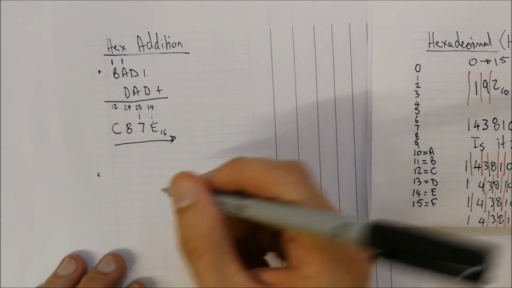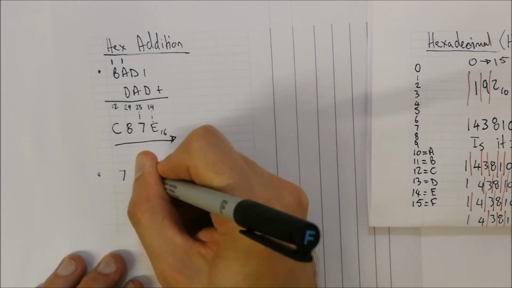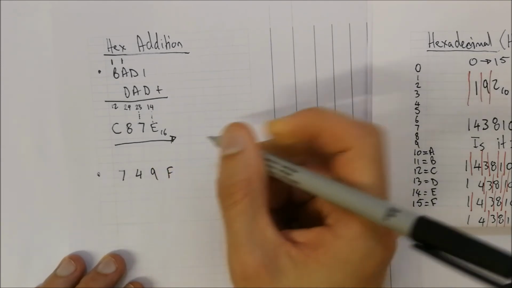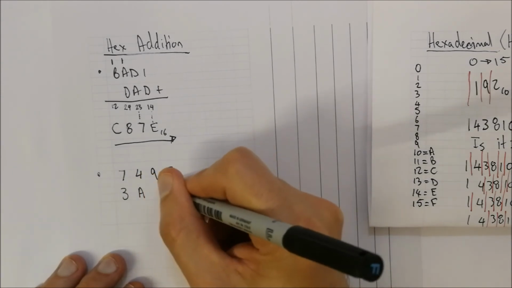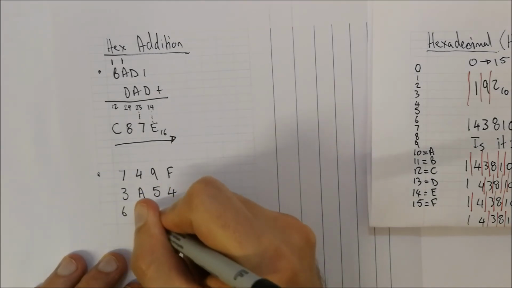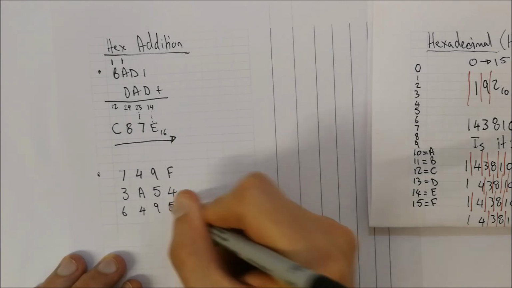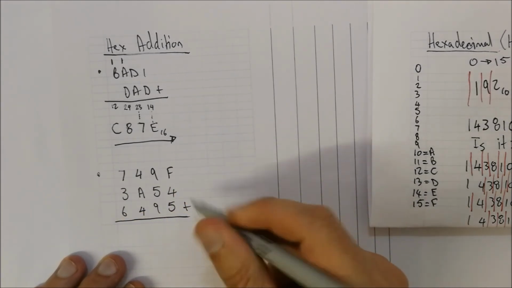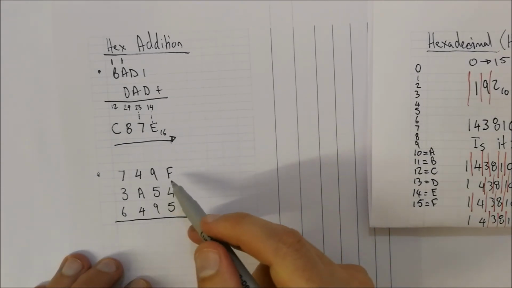So I'm going to give you 3 numbers now. So let's say we're looking at 74, 9F plus 3A5, 4 plus 64, 95. Okay, so you've got to add those 3 numbers together. They're all hexadecimal numbers, and you've got to add them together. Okay, so let's go through it.